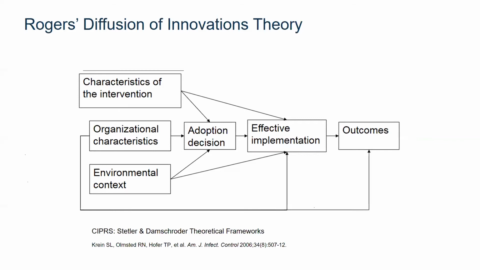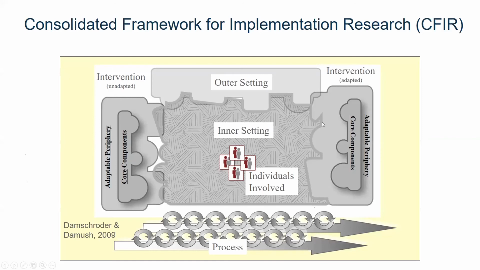Essentially what this slide highlights is that the decision to adopt and the ability to implement effectively is influenced not just by the characteristics of the intervention itself, but also by the organizational characteristics and the context in which that organization exists. So these are important things to consider and measure when trying to figure out how best to implement your intervention. The next and last framework I wanted to show on the next slide is a very popular framework in implementation science, the Consolidated Framework for Implementation Research, which was developed by Laura Damschroder and colleagues.